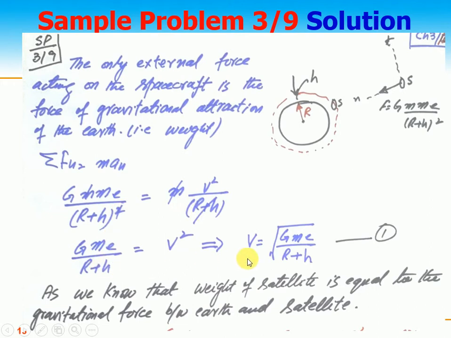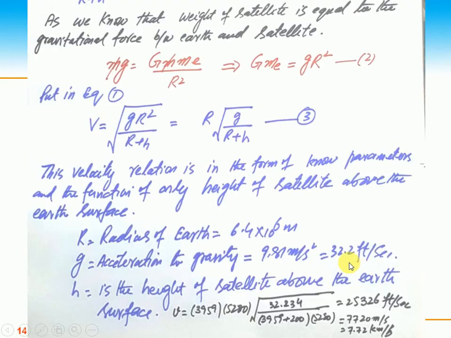This we get v square is equal to G Me upon r plus h, or v is equal to under root G Me upon r plus h. This is my equation number 1. As we know that the weight of the satellite is equal to the gravitational force between Earth and the satellite. So mg is equal to G m Me upon r square.